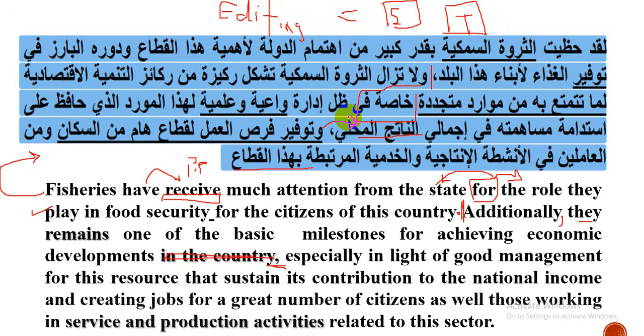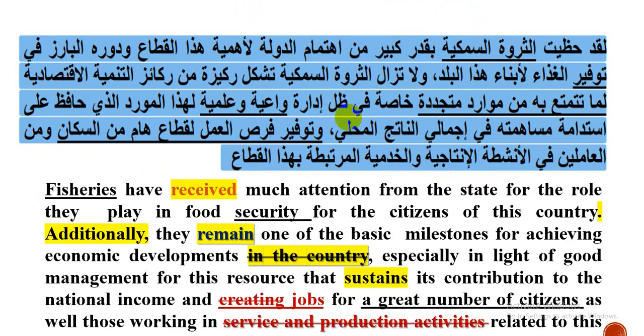So let's go to the second stage, which is the editing stage. In the editing stage here, we have a problem with "received," right? And we have fixed it because "have" must be followed by the past participle. And also here, we need a full stop because this is a compound sentence, so the meaning is complete. And we need also a comma after "additionally," and "they remain."